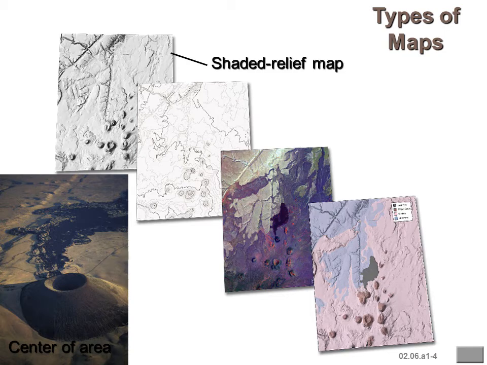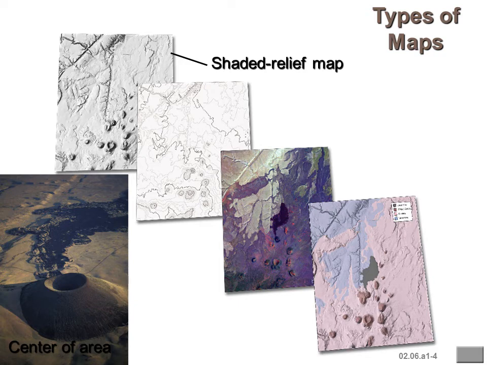So the first one is the shaded relief map. As far as how it depicts the Earth's surface, what you would write in the little box on the right is: the shaded relief map shows the shape of the land.